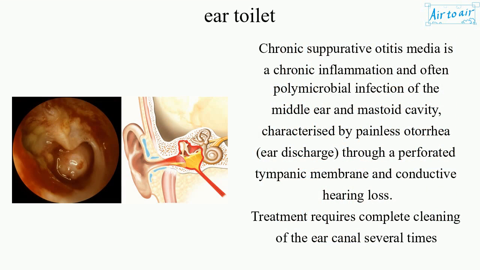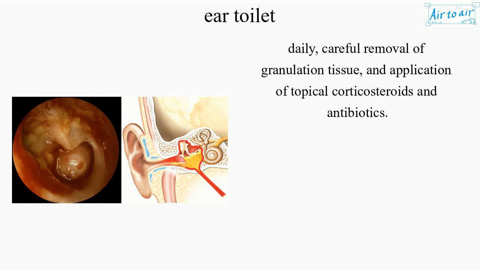Chronic suppurative otitis media is a chronic inflammation and often polymicrobial infection of the middle ear and mastoid cavity, characterized by painless otorrhea, ear discharge, through a perforated tympanic membrane and conductive hearing loss. Treatment requires complete cleaning of the ear canal several times daily, careful removal of granulation tissue, and application of topical corticosteroids and antibiotics.